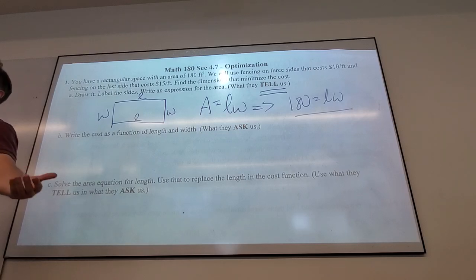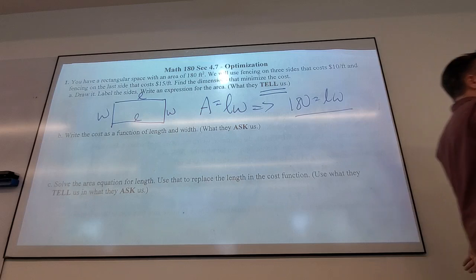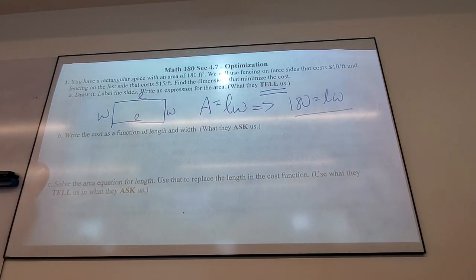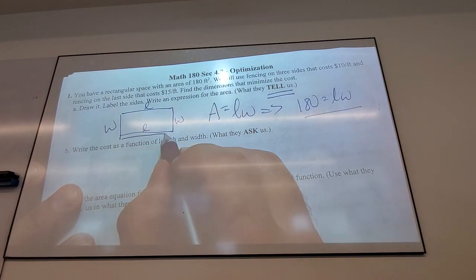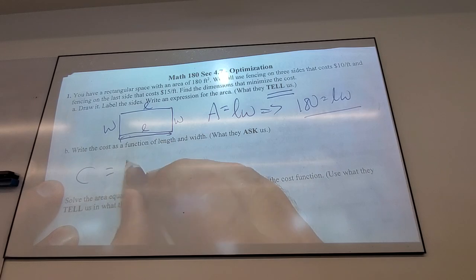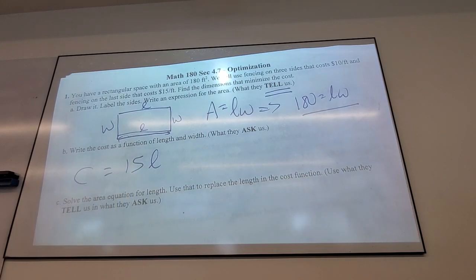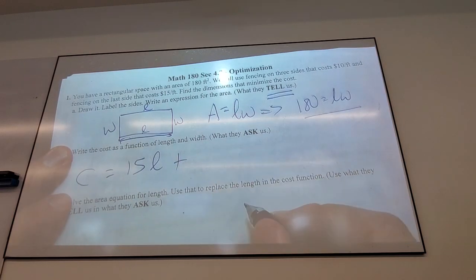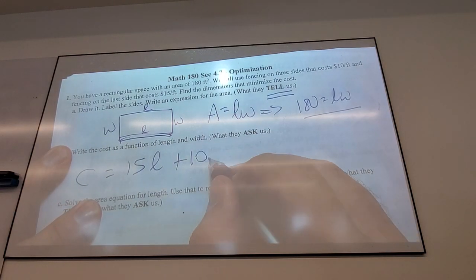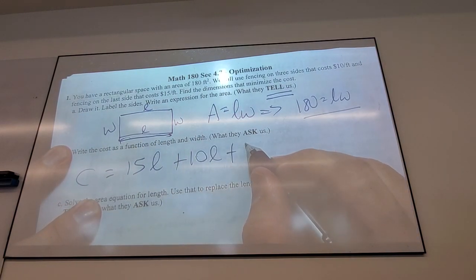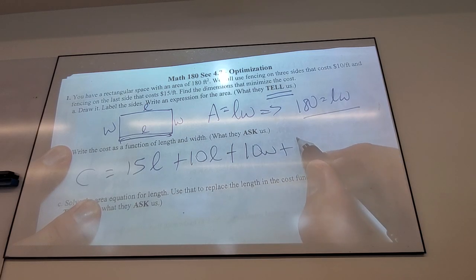Somebody tell me, which side did you pick to be the expensive one? The bottom side. It doesn't matter. So how much does this side by itself cost? 15L. 15 times L, is that cool? It's $15 per foot. So if it was 2 feet long, it'd be $30. If it was 3 feet long, it'd be 45. It's L feet long, so it's 15L. Plus 10L, plus 10W.